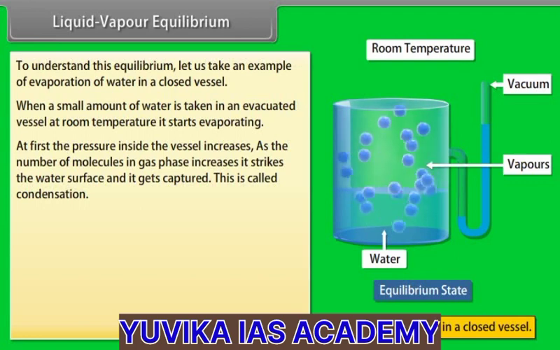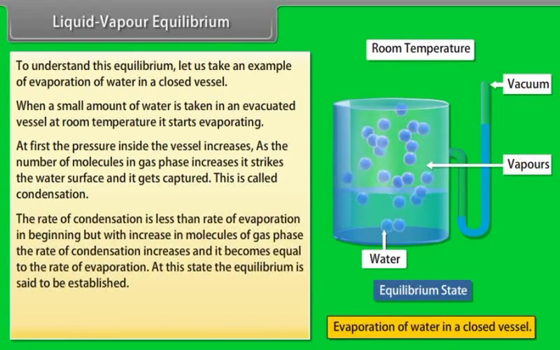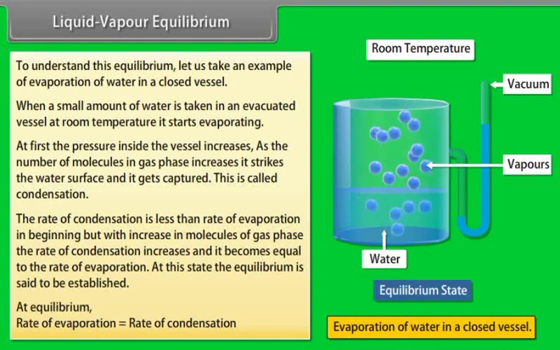This is called condensation. The rate of condensation is less than rate of evaporation in the beginning, but with increase in molecules of gas phase, the rate of condensation increases and it becomes equal to the rate of evaporation. At this state, the equilibrium is said to be established. Thus, at equilibrium, rate of evaporation is equal to rate of condensation.